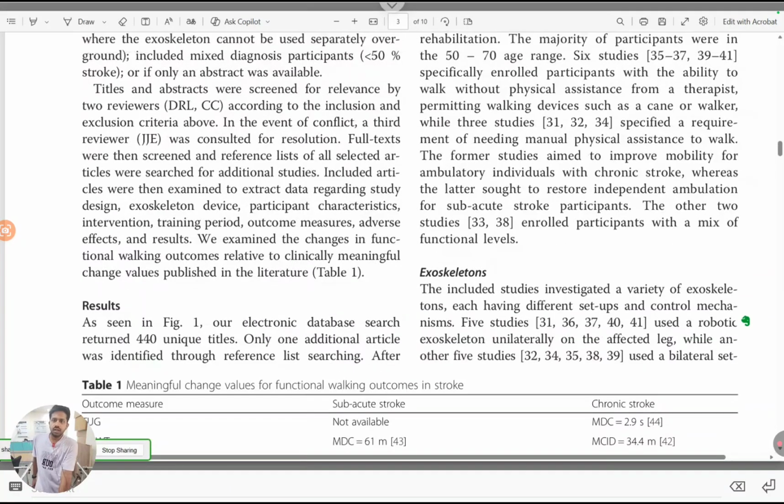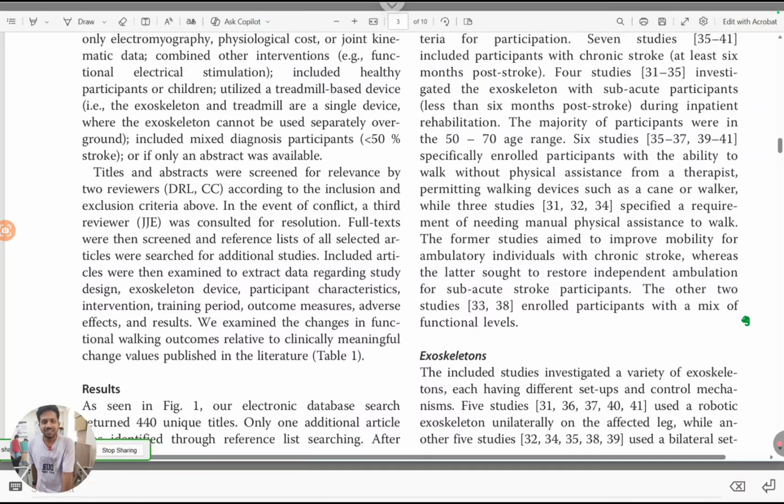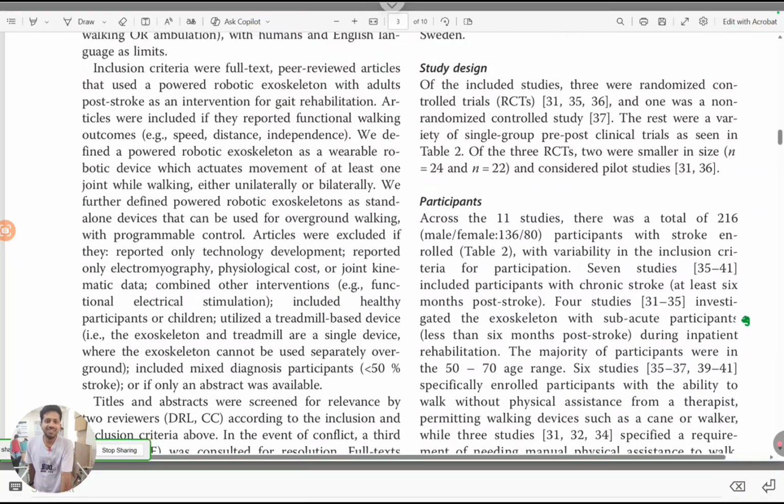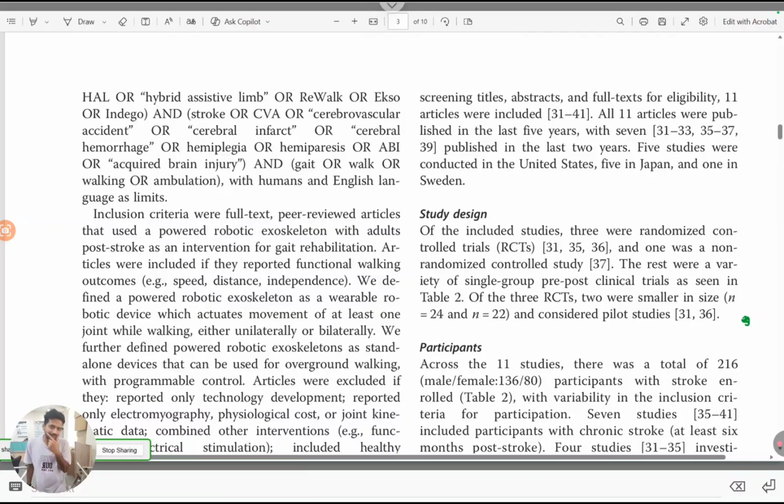Results, as seen in Figure 1: our electronic database search returned 440 unique titles. Only one additional article was identified through reference list searching. After screening titles, abstracts, and full text for eligibility, 11 articles were included. All 11 articles were published in the last 5 years, and 7 in the last 2 years. 5 studies were conducted in the United States, 5 in Japan, and 5 in Sweden.